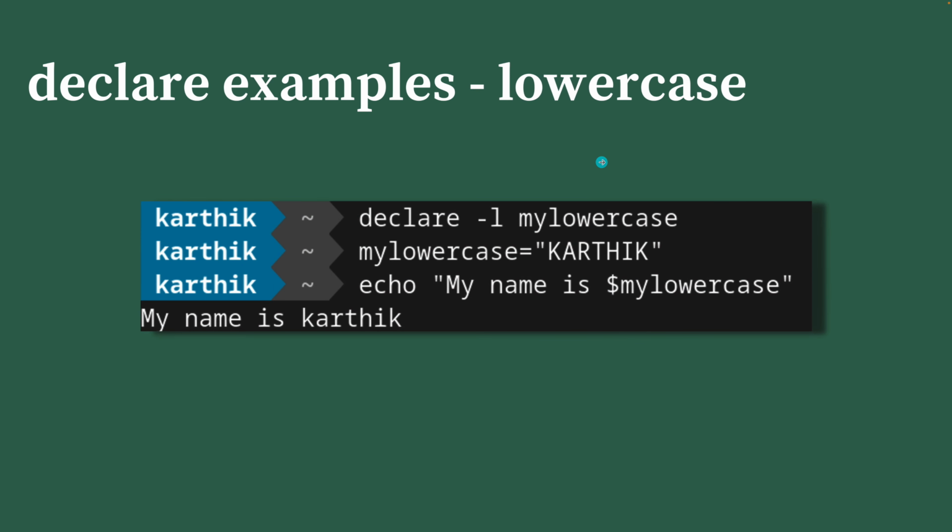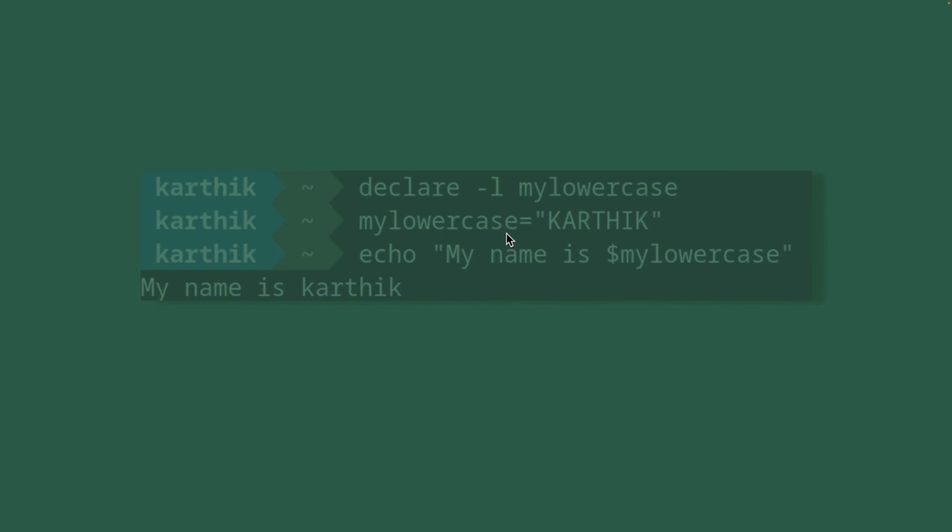And the same thing happens for lowercase as well. If you set a variable as lowercase and try to pass a capital letter there, the value that is printed out is going to be all in lowercase, because that's how you have defined the attribute for that particular variable, my lowercase.